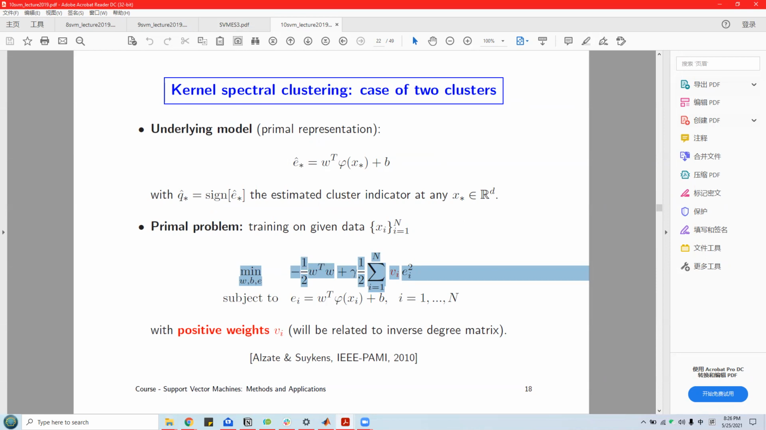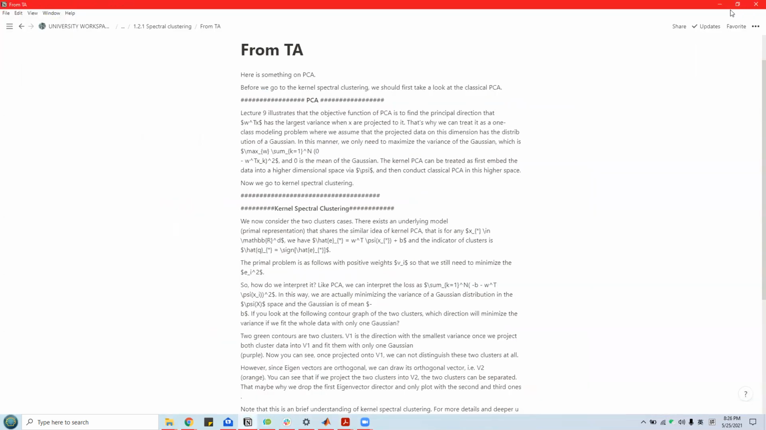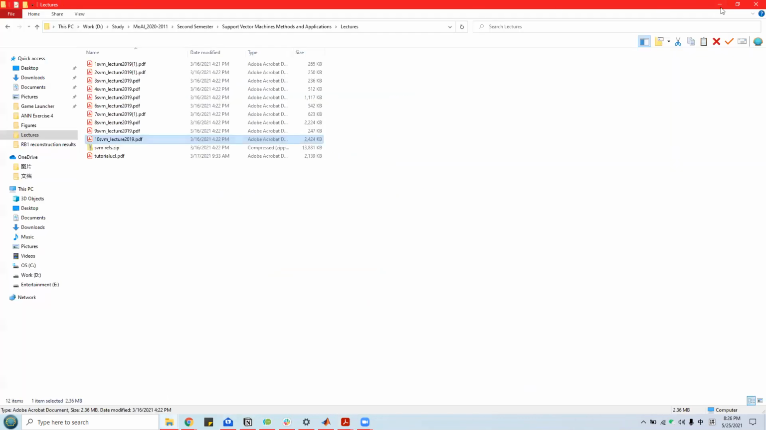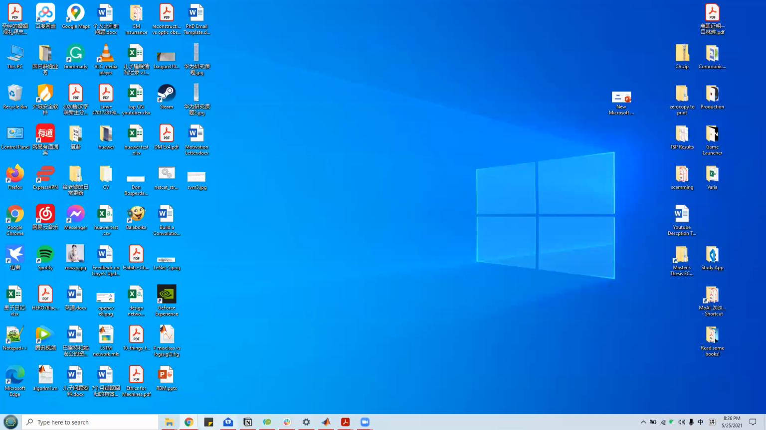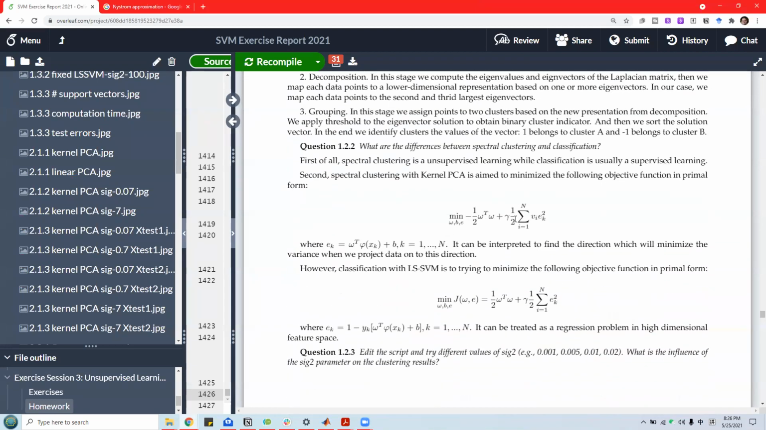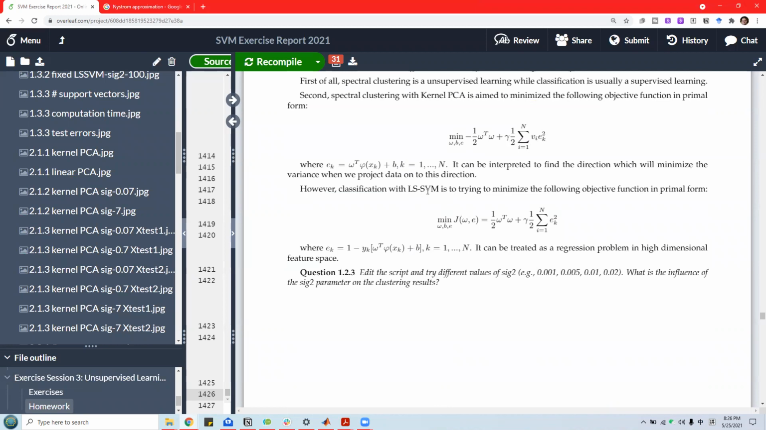So if you remember from the previous slide, when it comes to classification, you are also trying to minimize a function looking like this. So I think it's a good idea to mention that as well. You're telling them, okay, look, you are basically trying to minimize two different functions. This one I just copied from the kernel spectral clustering, and this is the one for LS-SVM when it comes to the classification problem.